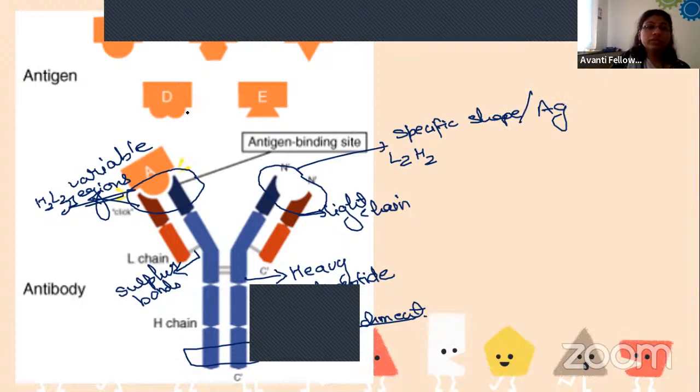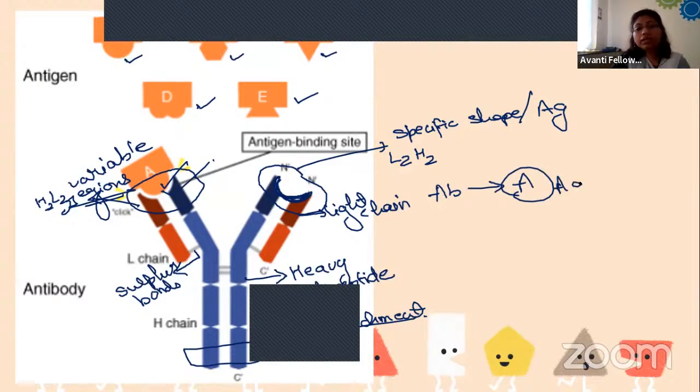Okay, as you can see here we have 5 different types of antigen: antigen A, antigen B, antigen C, antigen D, and antigen E. The variable region has a semicircular structure, right? यहाँ पे एक semicircular shape है. So only that antigen is able to bind which has a structure in a semicircular form. So out of these 5, only antigen A is binding here. So we can say this antibody is specific for an antigen only.